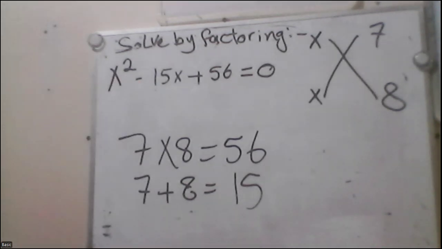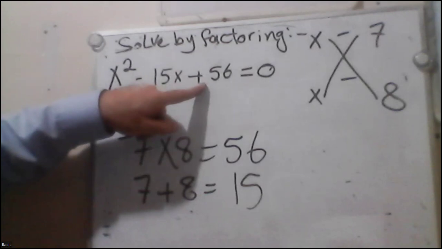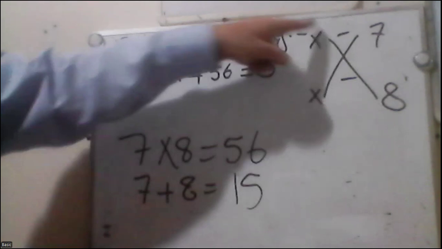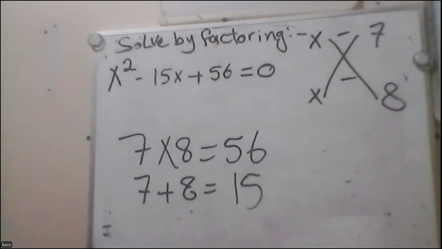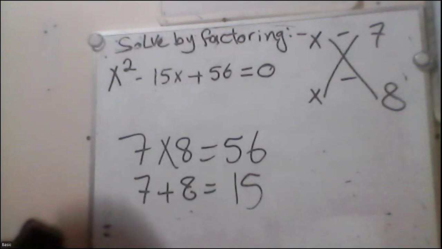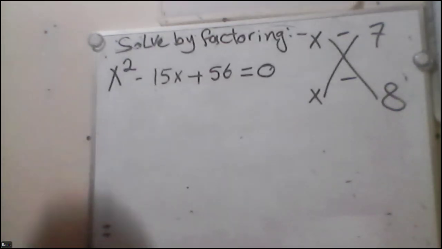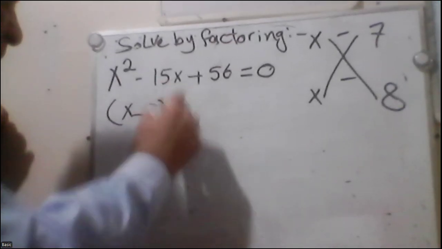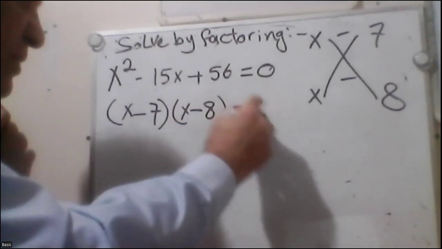So here it will be minus and minus, because the coefficient of x here is minus. The last number is plus. So both brackets will take the signal of the coefficient of x. Okay, now that means what? Here it is, x minus 7 multiplied by x minus 8 will equal 0.